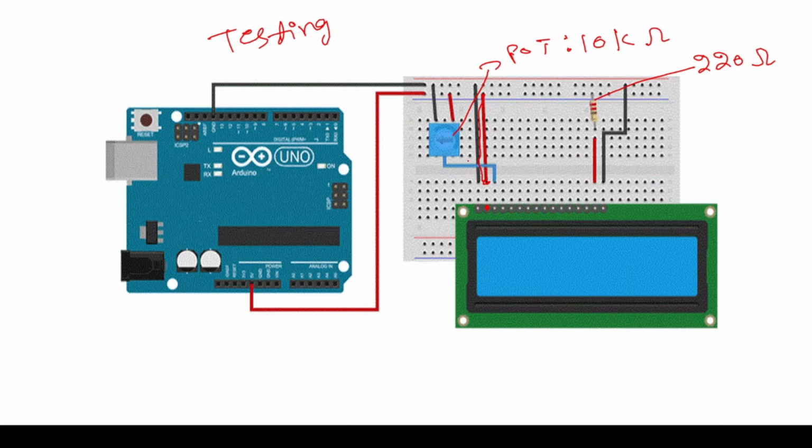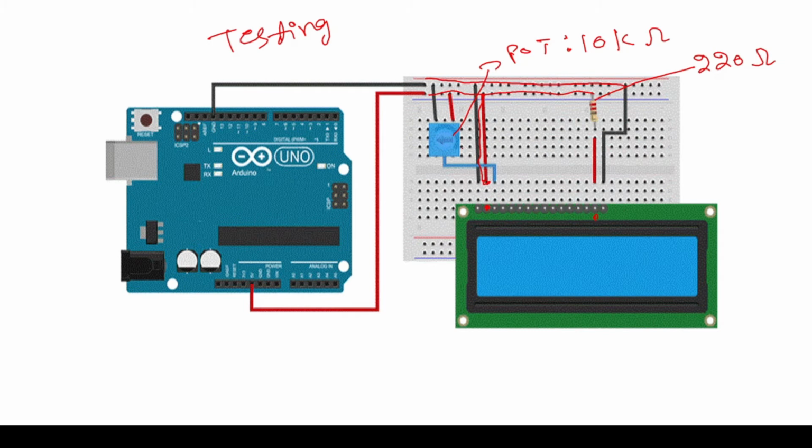Okay, and then we are connecting our 220 ohm to the anode. This is our anode, A. Okay, the anode has been connected to the 220 ohm, and from the 220 ohm it has been connected to the same 5 volt supply here. Okay, and then the cathode has been connected to ground here.